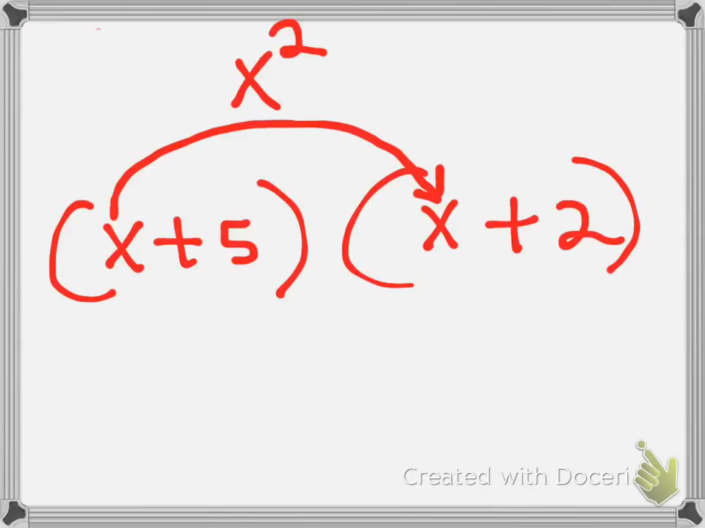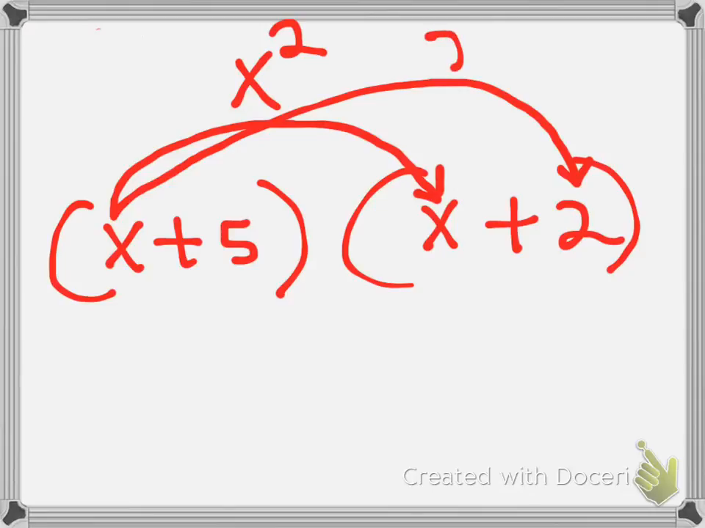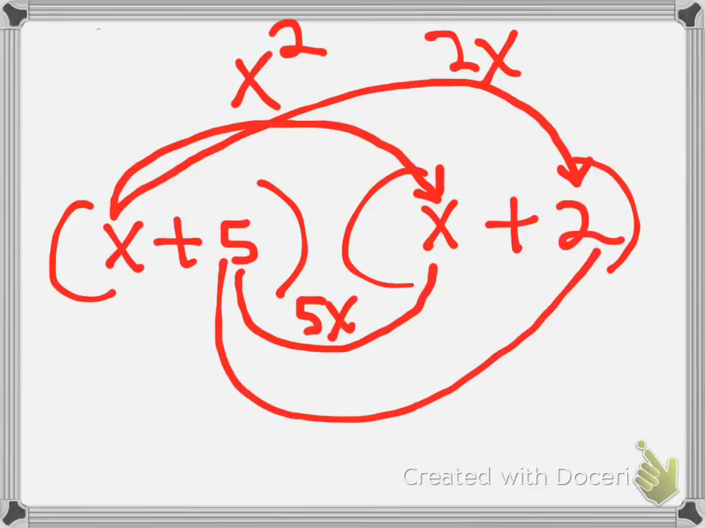Now what we do, according to FOIL, is outside. So we do the first number times this number. Basically that means we do x times 2, which is 2x. I'll write that over here. And then we do inner, which is these two. So 5 times x is 5x. And then last, which is the last two terms, which is 5 times 2, which is 10.